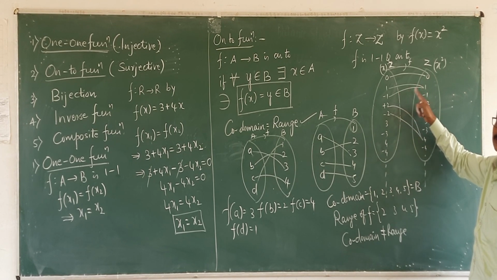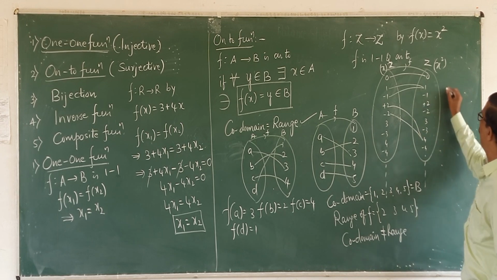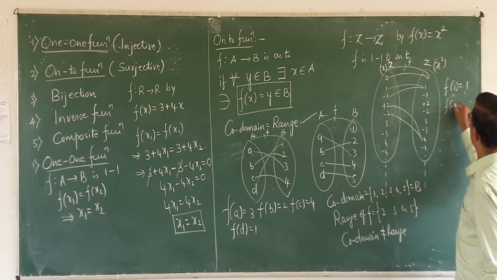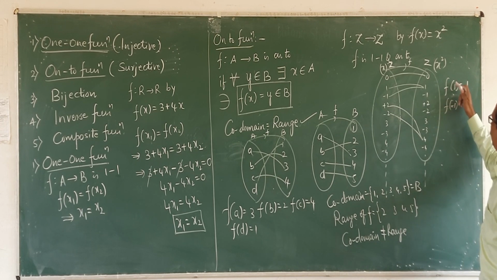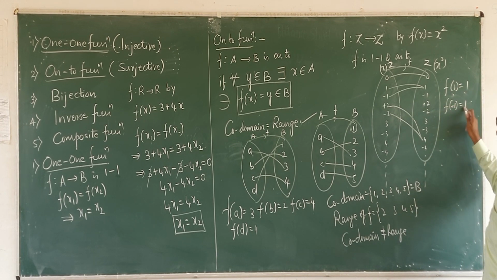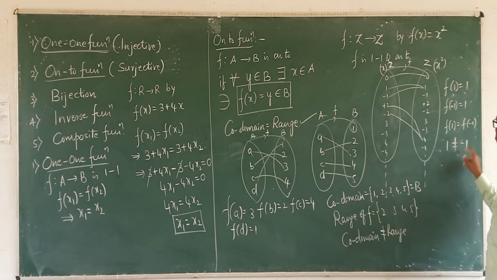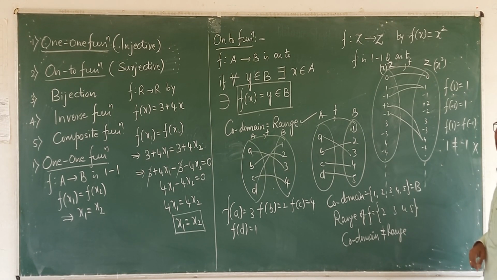Here clearly it is not a 1-1 function because f of 1 value is 1 and f of minus 1 is also 1. So f of 1 value 1, f of minus 1 value 1, RHS is the same. Therefore f of 1 is equal to f of minus 1. But is 1 equal to minus 1? No, 1 is not equal to minus 1. f of x1 equal to f of x2, okay, but is it x1 equal to x2? No, therefore it is not a 1-1 function. It is a many-one function.